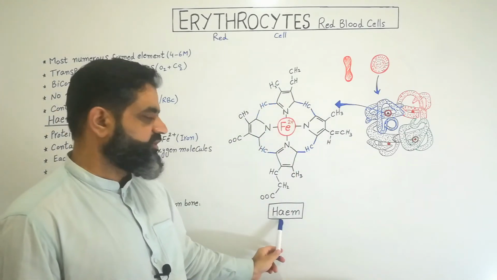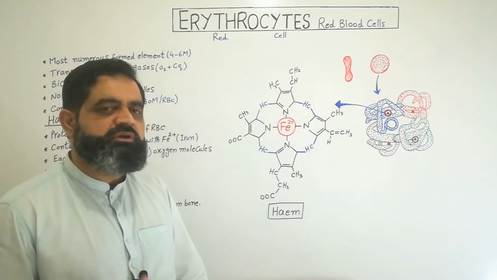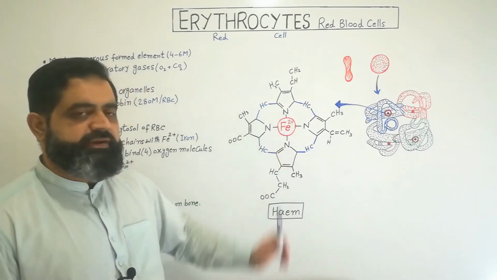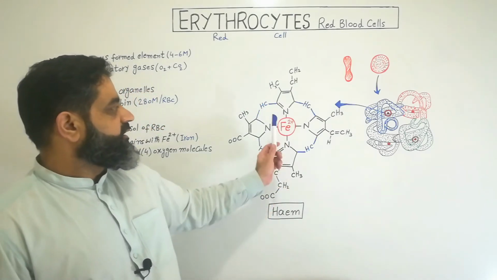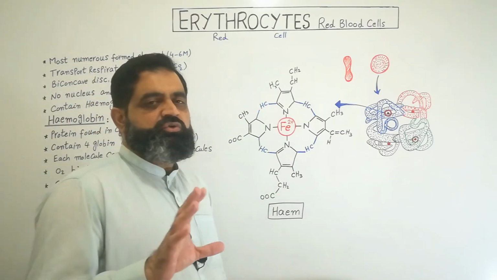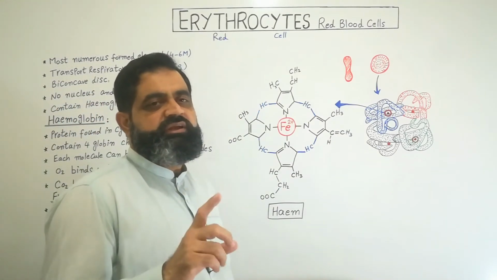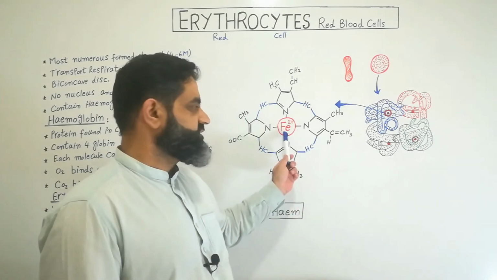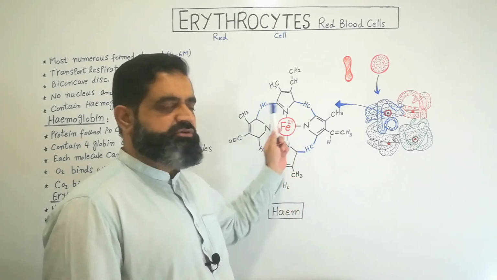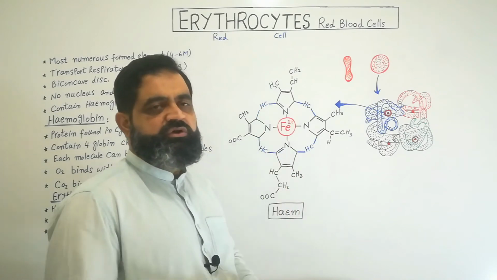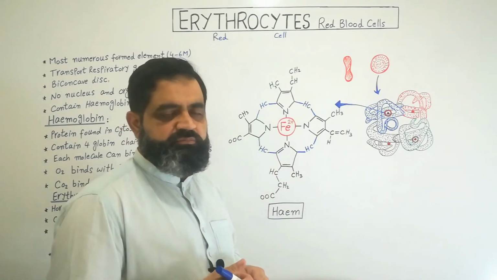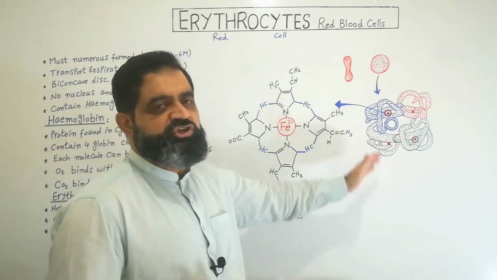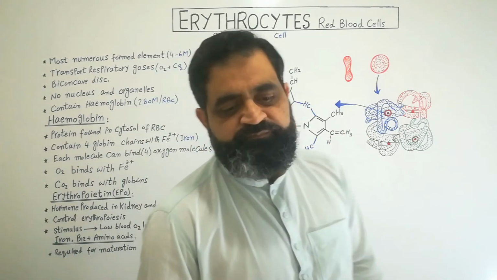This molecule is known as heme, which is usually composed of carbon and hydrogen and nitrogen and iron. So to synthesize a molecule of hemoglobin, what do we need? Proteins and iron. And iron is present in the center. Then carbon and hydrogen are oriented around this central atom.